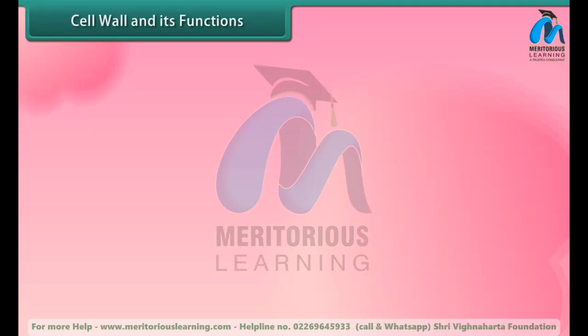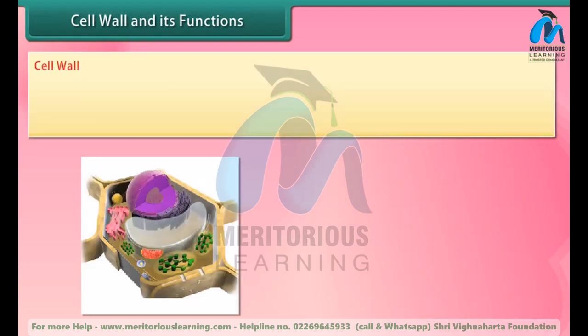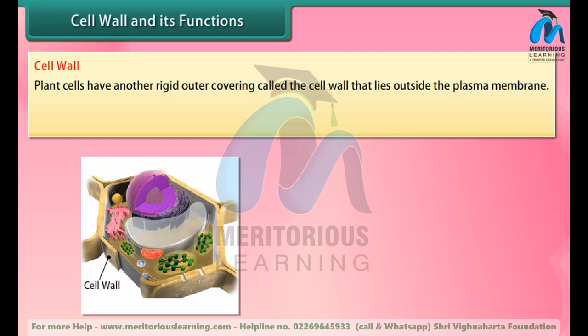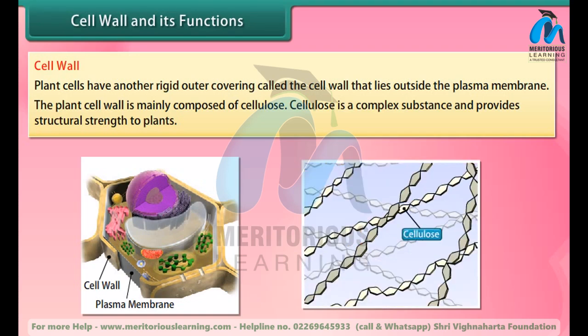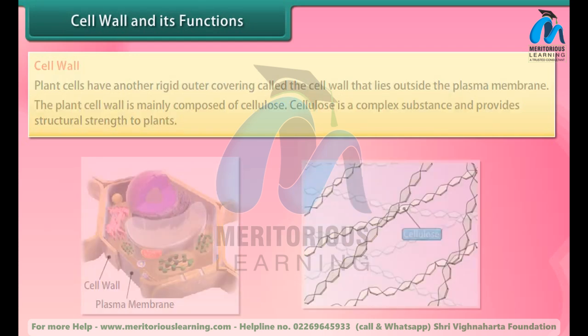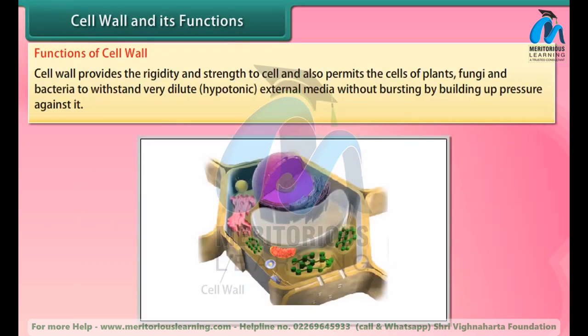Cell wall and its functions. Cell wall. Plant cells have another rigid outer covering called the cell wall that lies outside the plasma membrane. The plant cell wall is mainly composed of cellulose. Cellulose is a complex substance and provides structural strength to plants. Functions of cell wall. Cell wall provides the rigidity and strength to cell and also permits the cells of plants, fungi, and bacteria to withstand very dilute hypotonic external media without bursting by building up pressure against it.